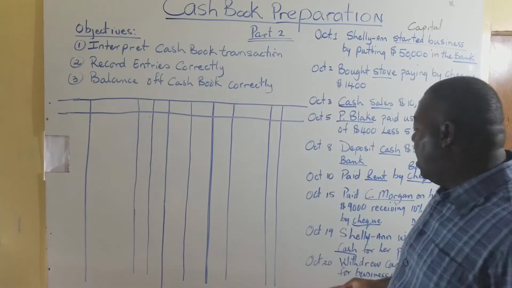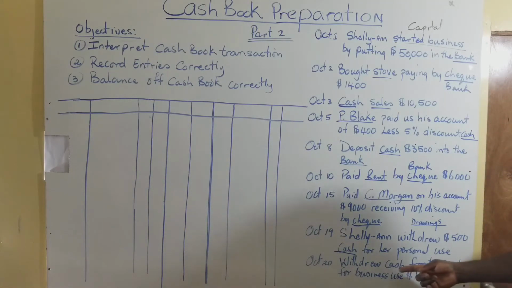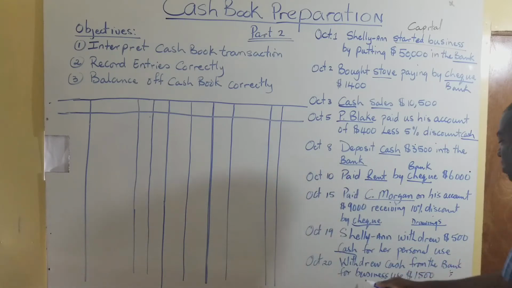All right. The other transaction says we withdrew cash from bank for business use. Notice up here it was personal use. Now it is business use. So it is in between cash and bank.